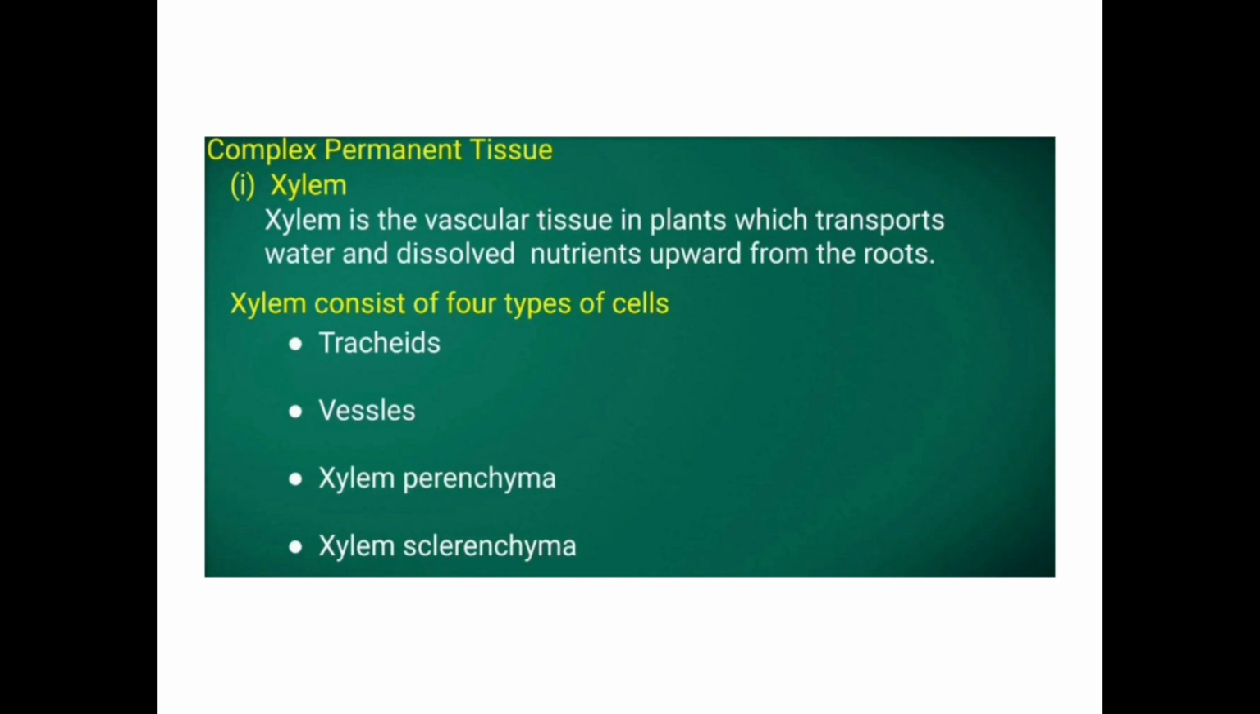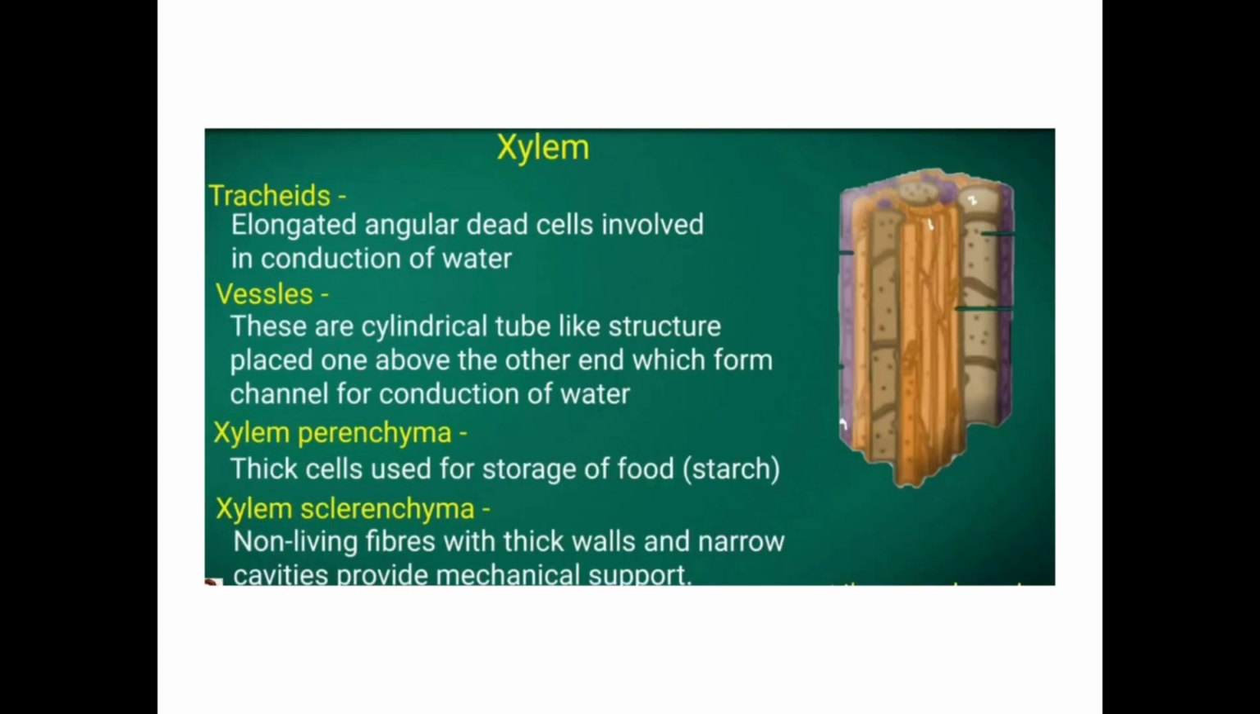So this xylem consists of four types of cells: xylem tracheids, xylem vessels, xylem parenchyma, xylem sclerenchyma. These are the subdivisions, the four types of cells present in xylem. Xylem has tracheids, which are elongated, angular, dead cells involved in conduction of water. Tracheids are elongated in nature, so they help water transportation upward easily.